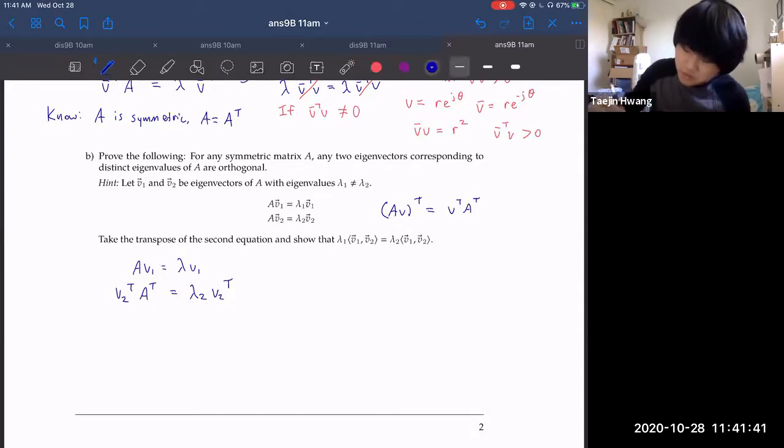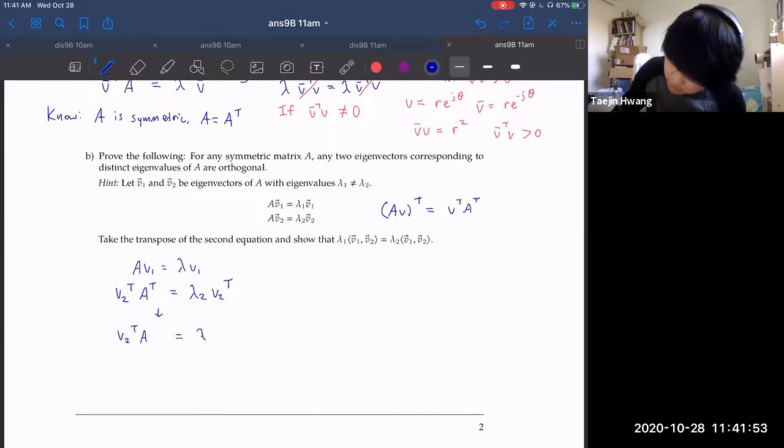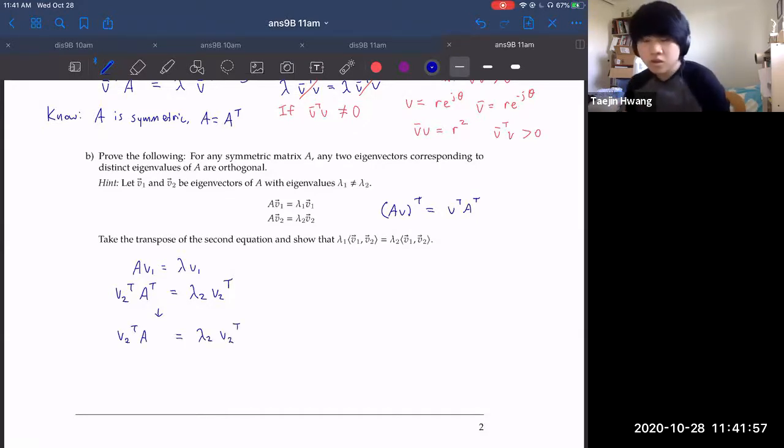Well, we know A is symmetric. So since A is symmetric, we can write this as V2 transpose A is equal to lambda 2 V2 transpose. And from here, we might be kind of stuck. Where do I go from here?